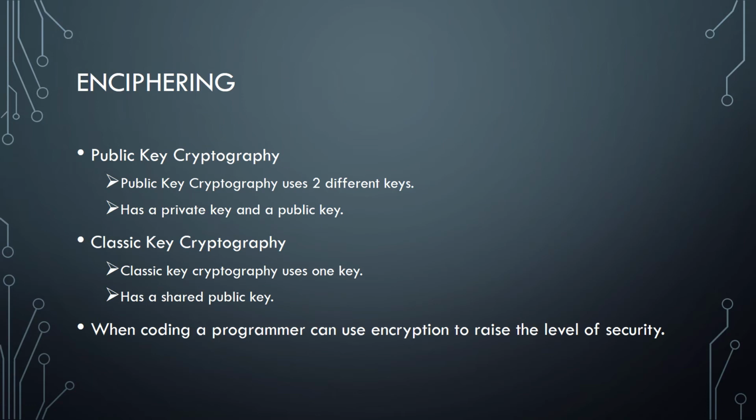So to recap, public key cryptography uses two different keys, a public key and a private key. Classic key cryptography uses one key, a shared key. When coding, a programmer can use encryption to raise the level of security.